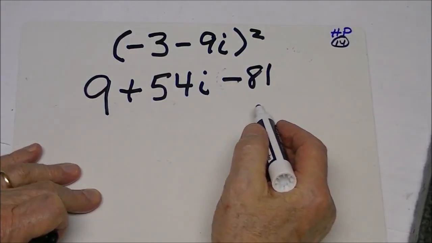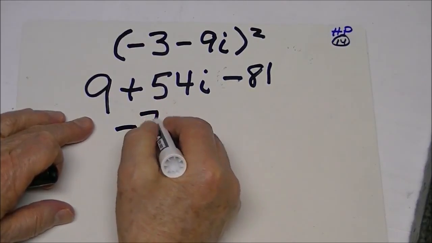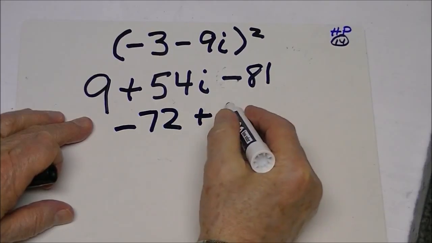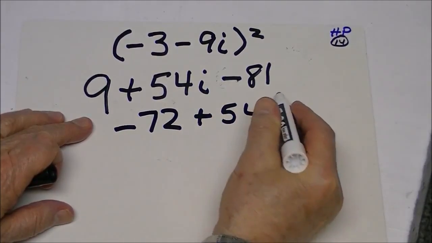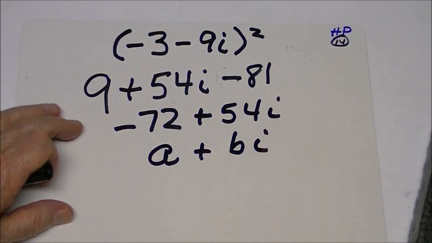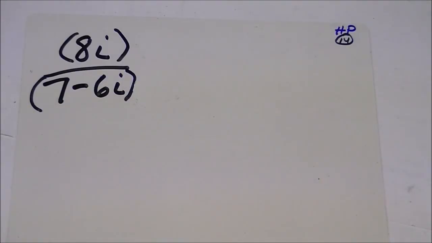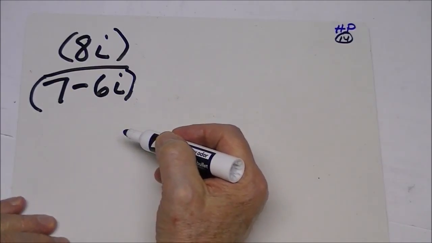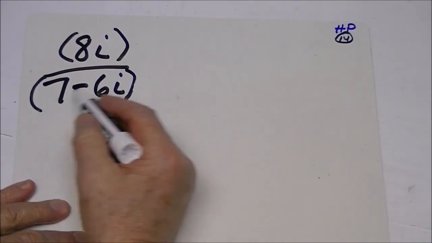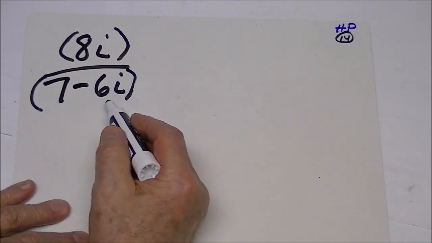And now we group like terms. So this is going to be a negative 72 plus 54i, again in our standard form, a plus bi. Going on, we're now going to do some division or simplifications of fractions that are complex numbers. And the idea here is to multiply your denominator by its complex conjugate.